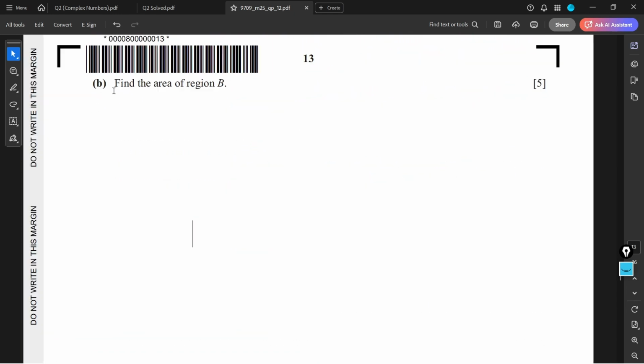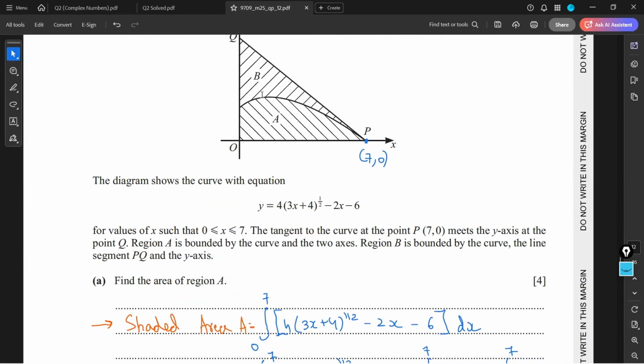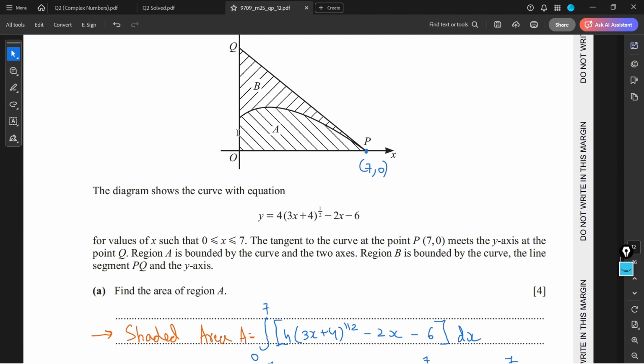For the second part, we are supposed to find the area of region B, which as I mentioned was trapped between this curve, the line segment PQ, and the y-axis. The straightforward picture is that if we can find the area of this triangle, and subtract from it the area of A, we will be left with the area of region B. But for this, you will need to find the area of the triangle, and for that you will need the height of the triangle. And for that height, you will need to figure out the y-intercept.